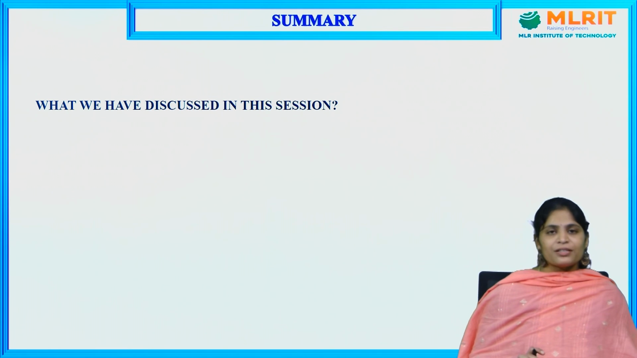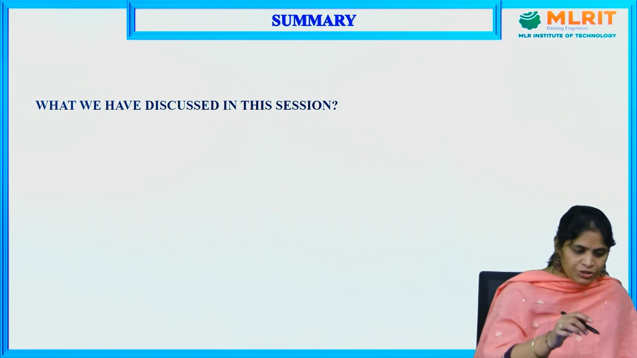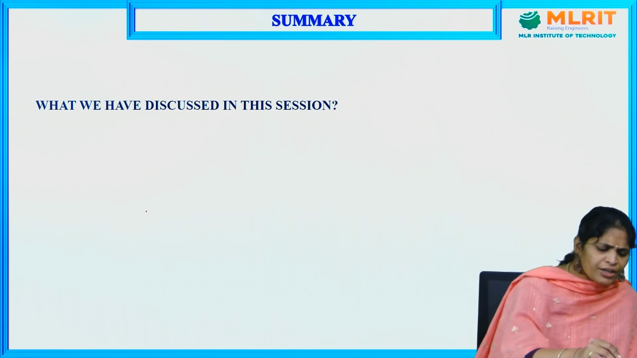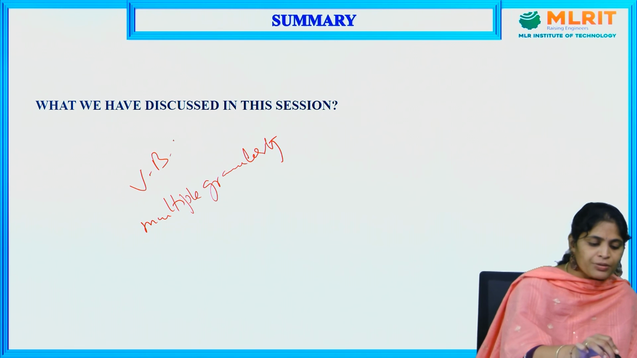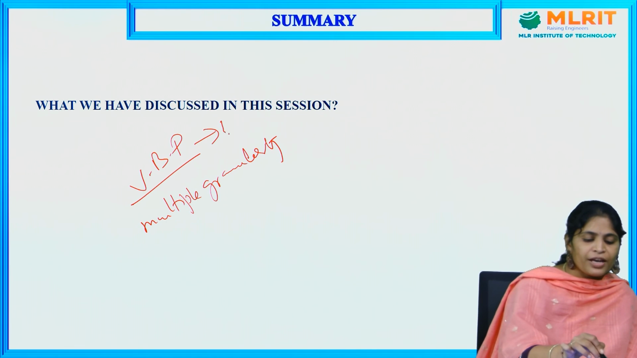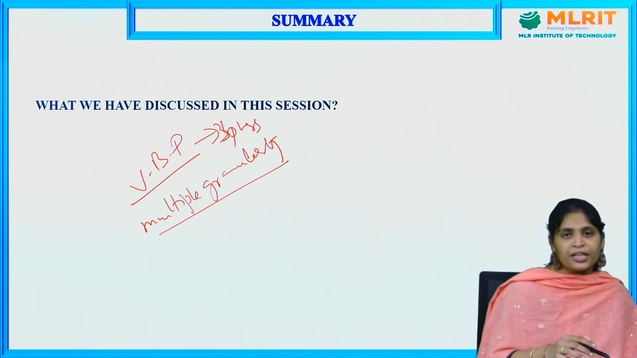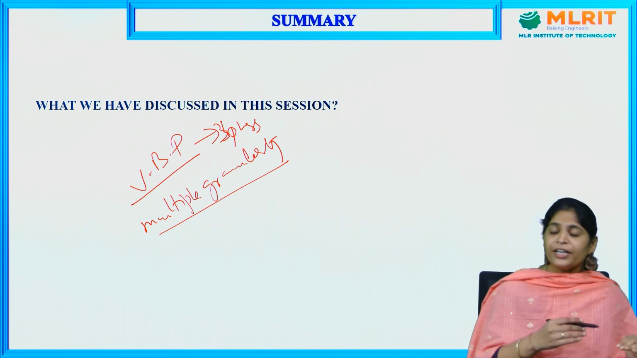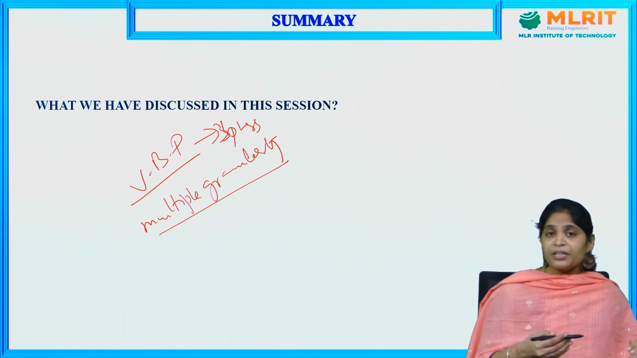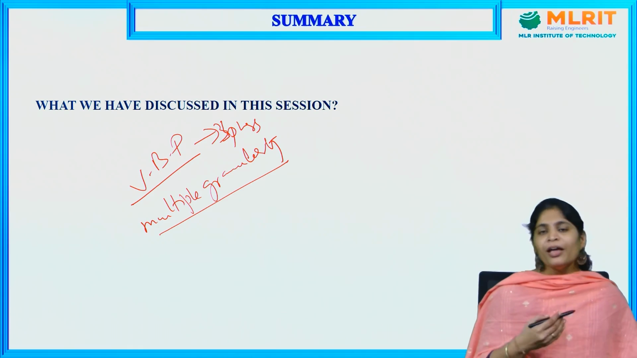What we have discussed in this session is multiple granularity and the validation based protocol. In the validation based protocol we have seen three phases. And in multiple granularity, the whole database will be divided in a hierarchical manner in the form of a tree representation, and for each level we can acquire locks.